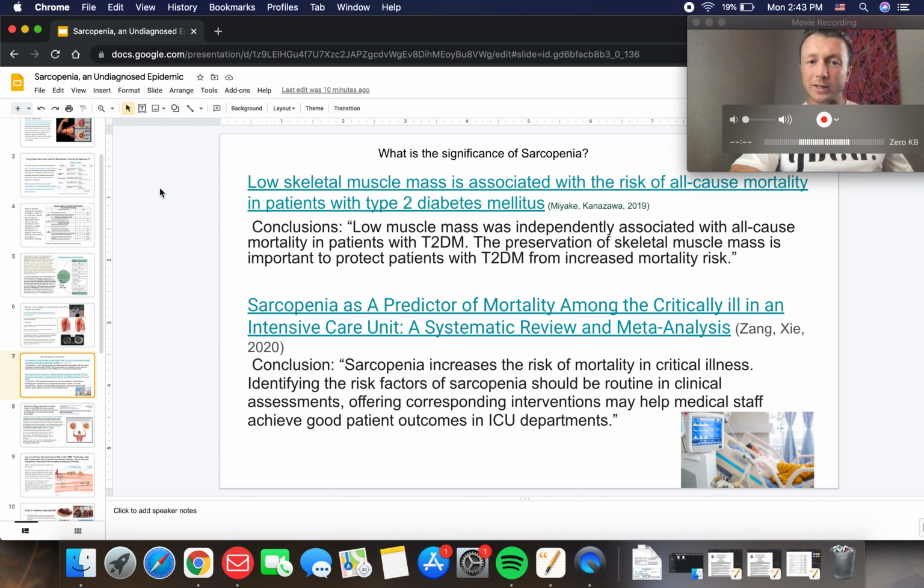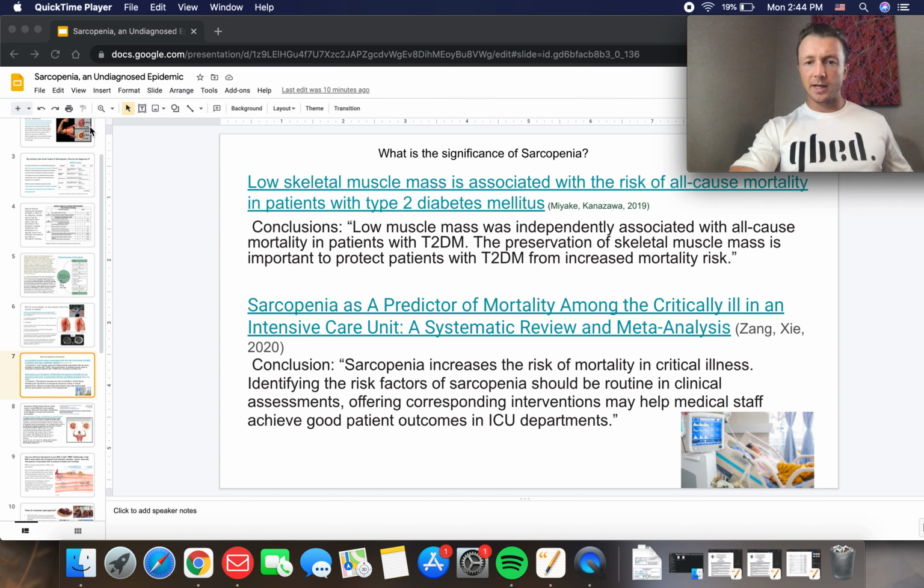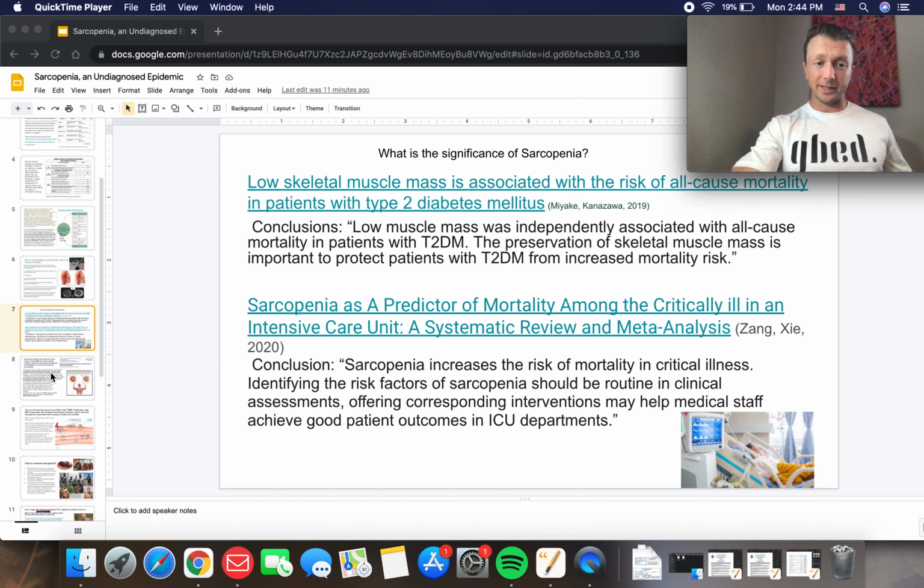So, what's the significance of sarcopenia? As we said, low skeletal mass is associated with risk of all-cause mortality in patients with type 2 diabetes mellitus. And it is a predictor of mortality among critically ill in an intensive care unit. So further points as to why we want to really fight sarcopenia and identify it.